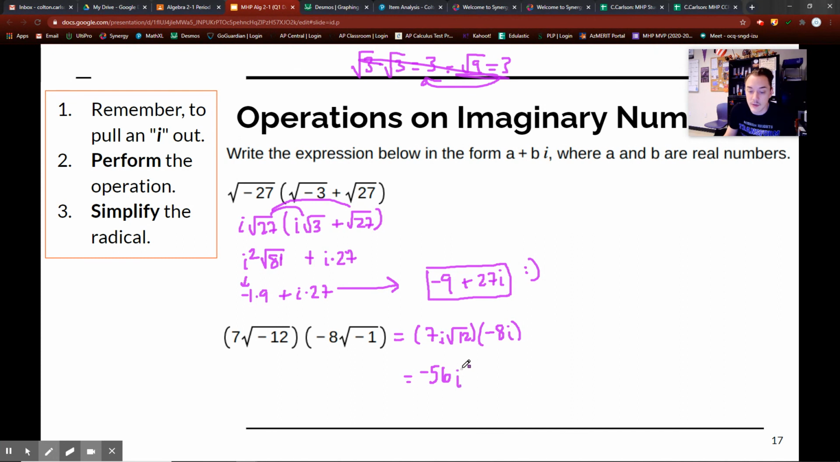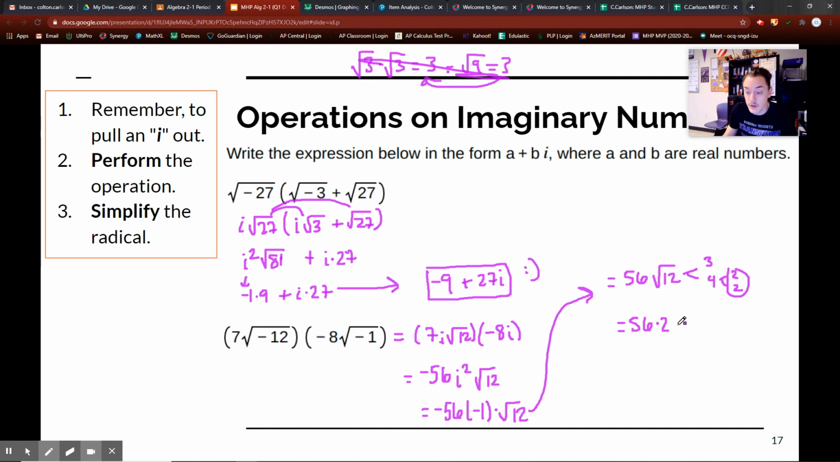i times i is i squared. And then, of course, I have radical 12 here. Now this reduces down to -56 times -1 because i squared is -1, times radical 12. And so this becomes positive 56 because a negative times a negative equals a positive. And then radical 12. I need to break down the radical 12: 3 and 4, and then 2 and 2. Now you could do 6 and 2, and you'll get the exact same thing. So this becomes 56 times 2 and then times radical 3, which is still left over. Now 56 times 2 is, of course, 112, and then radical 3.